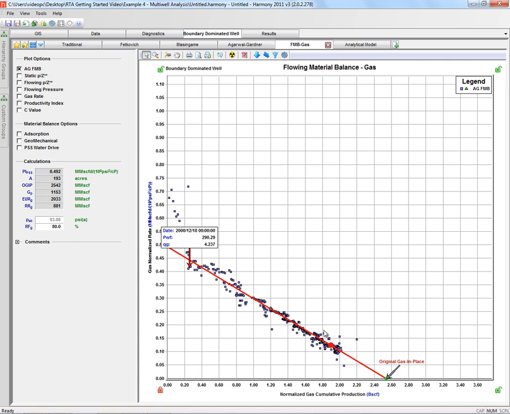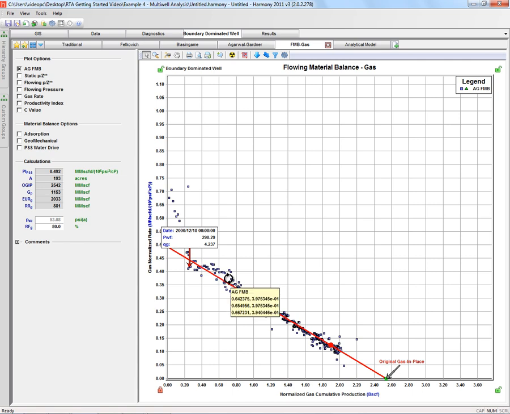We don't have to shut in our well in order to obtain this data, but it provides us the same level of information, or the same type of results, that we would get from a conventional shut-in P over Z data point or static material balance analysis. So it's a huge practical advantage because we're collecting this data every day as a part of good production practice. It's flowing rate and pressure data.